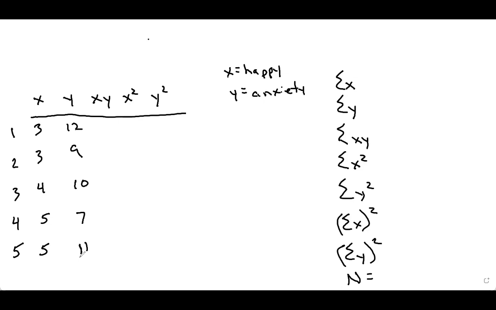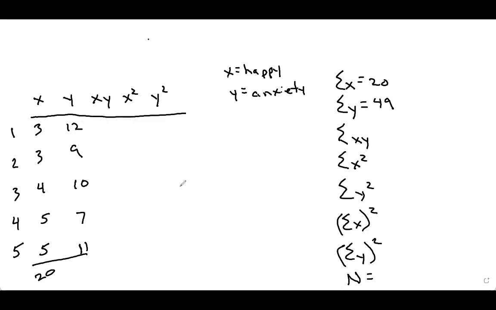What we want to do first and foremost is add up all of X and all of Y. So all of the data for happiness, if we add this up, 3, 6, 10, 15, 20. So the sum of X is 20. Do the same thing for Y: 12 plus 9 is 21, plus 10 is 31, plus 7 is 38, plus 11 will be 49.